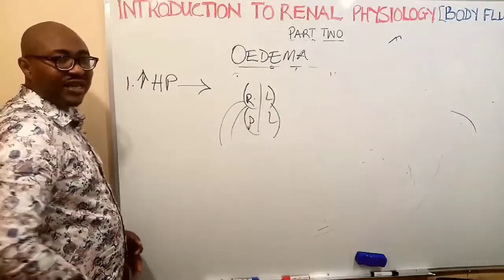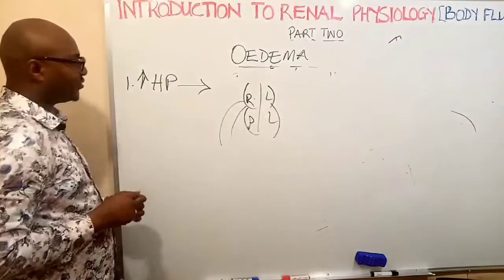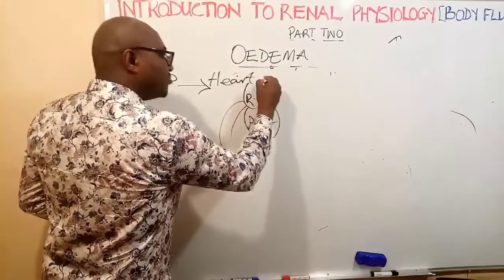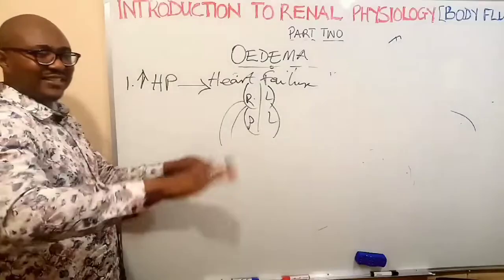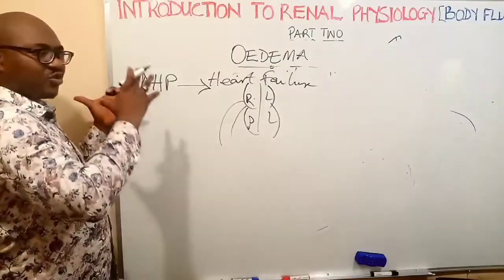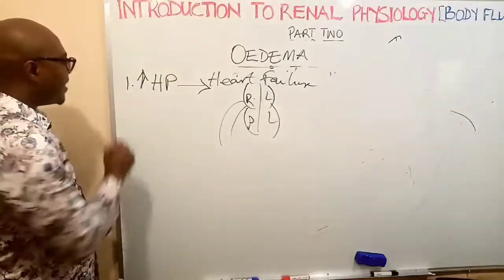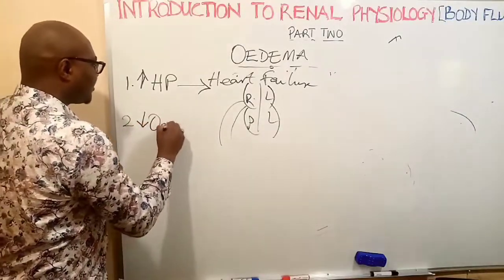Sometimes it can even reach the laps. When you try to press it, you see the depression. Okay? Prominent thing there, heart failure. Even renal failure too, because the kidneys are not excreting enough water. So there's accumulation, a lot of water in the body. It leads to edema.